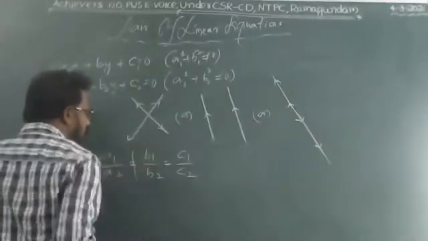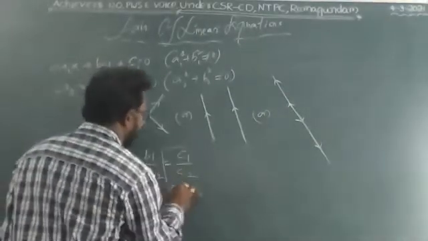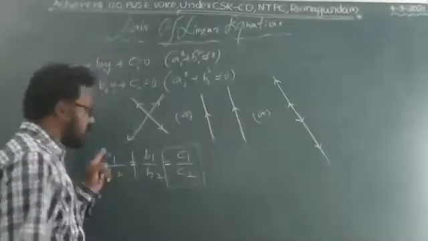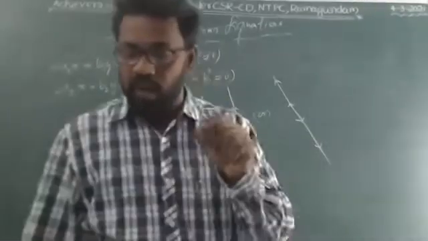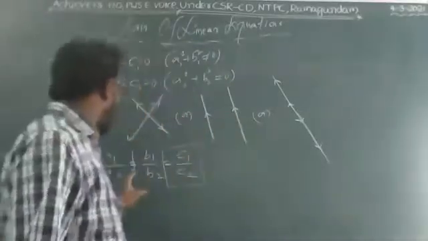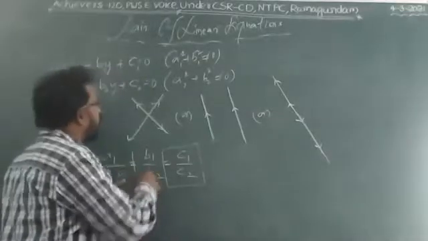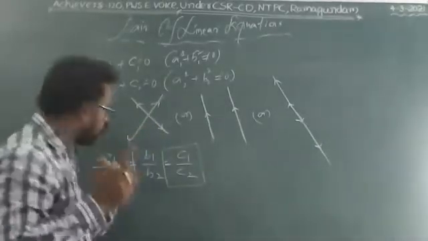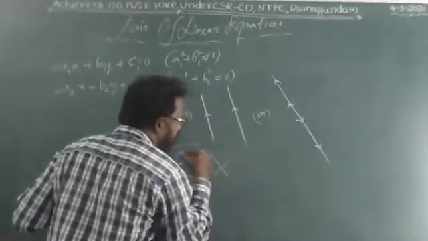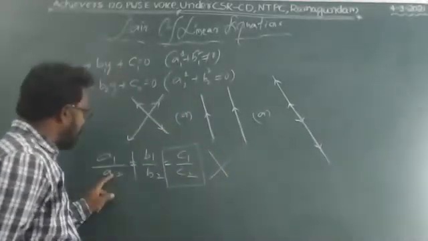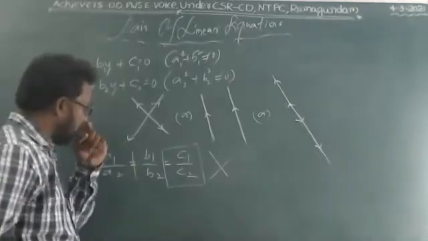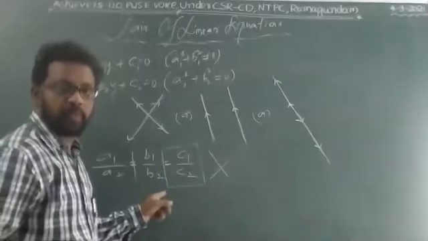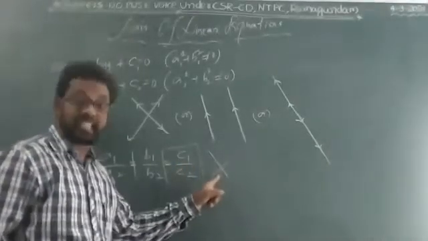Suppose a1 by a2 is not equal to b1 by b2. Whether the others are equal or unequal is a secondary matter. If this coefficient a1 by a2 is not equal to b1 by b2, then the two lines will intersect like this, somewhere they meet.